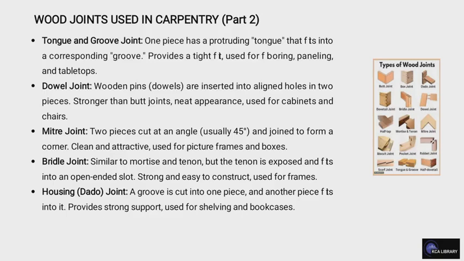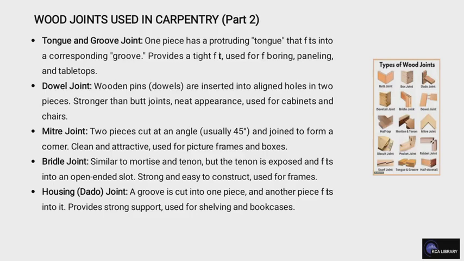We have the dowel joint. For the dowel joint, these are wooden pins which are inserted into aligned holes in two pieces, and it's stronger than butt joints. It's known for its neat appearance, and it's used for cabinets and chairs. We have the miter joint also, and this is two pieces cut at an angle, usually 45 degrees, and joined to form a corner. It's clean and attractive and used for picture frames and also boxes.